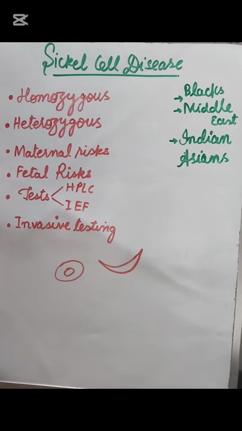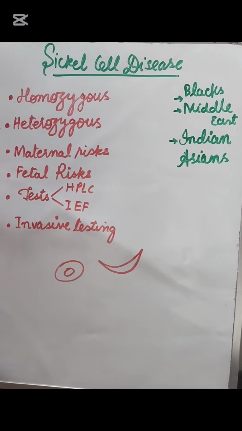Then invasive testing can be done, that is, chorionic villus sampling can be done in those fetuses in which we suspect that the fetus may suffer from sickle cell disease. Either the mother is heterozygous, or maybe both mother and father are heterozygous, and we suspect that the fetus may have sickle cell disease. So we can go for invasive testing like chorionic villus sampling.